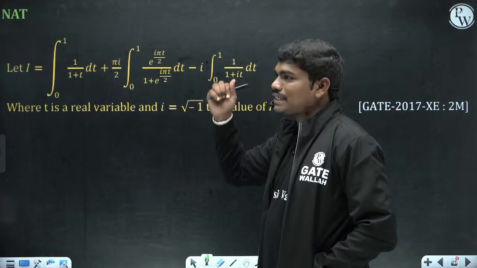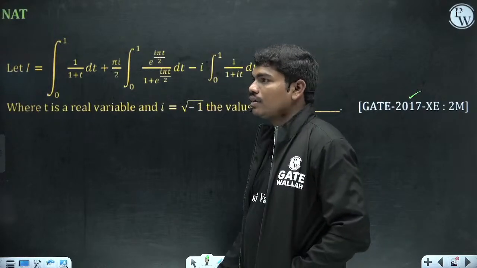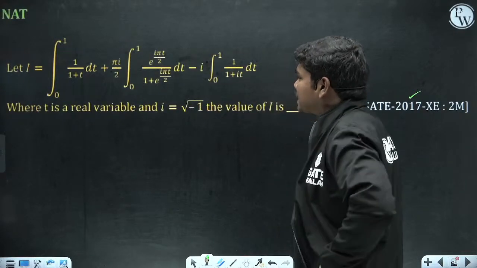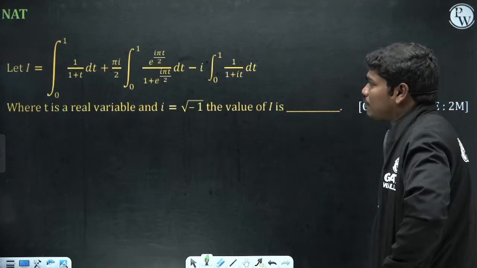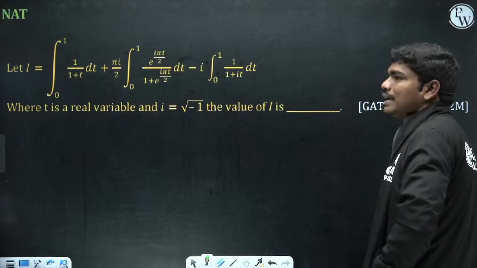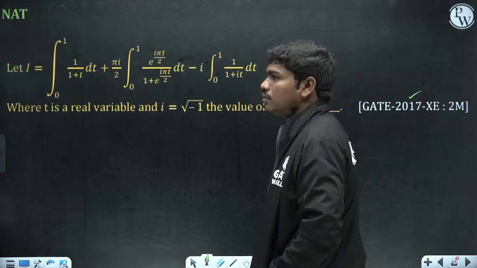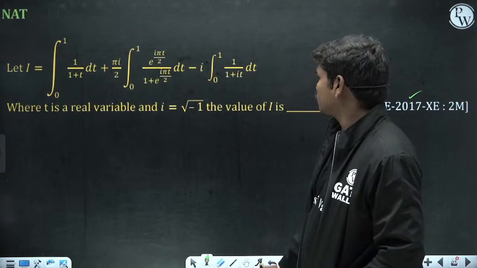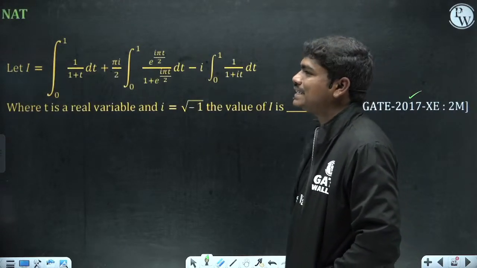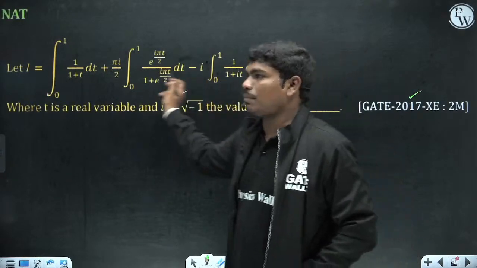So let us solve this integration. This was asked in 2017 XE. Let I be equal to the integral from 0 to 1 of 1 by 1 plus t dt, plus pi i by 2 times the integral from 0 to 1 of e power i pi by 2 by 1 plus e power i pi by 2 dt, minus i times the integral from 0 to 1 of 1 by 1 plus it dt. Here i is the square root of minus 1. Find the value of this complete integration.